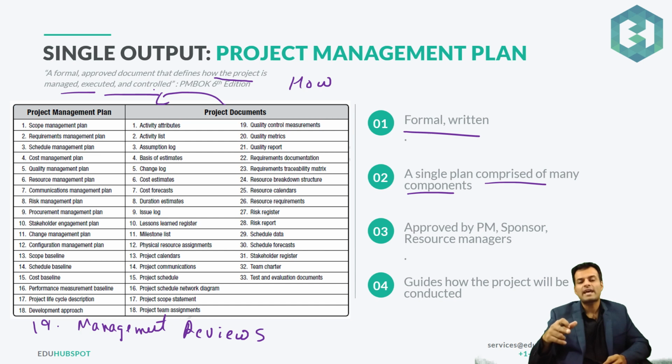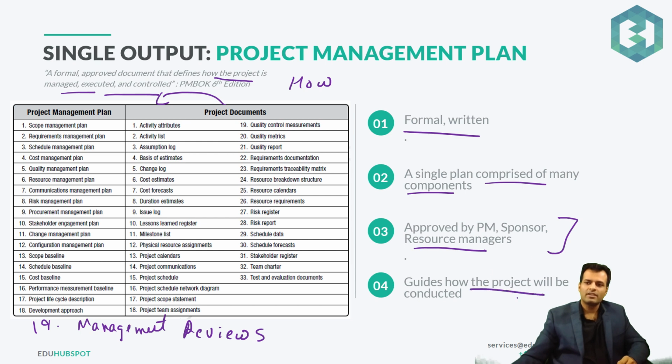If you go to the third tab of your ITTO sheet, which you downloaded from the website www.eduhubspot.com, you will see that this same image is on that third tab. And why I've specifically put that image is because of the importance. A lot of people get confused about which will fall under the category of project management plan and which will fall under project documents. It's approved by the PM, sponsor, and the resource manager. So basically, multiple stakeholders are involved in this, and you need everybody's approval. It will guide how the project will be conducted.